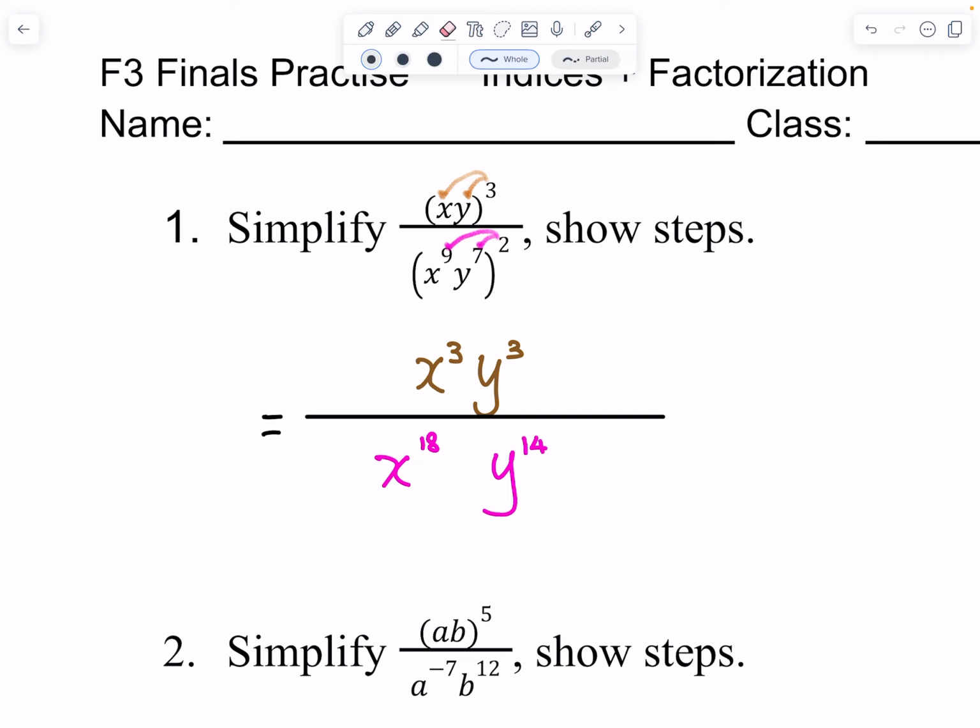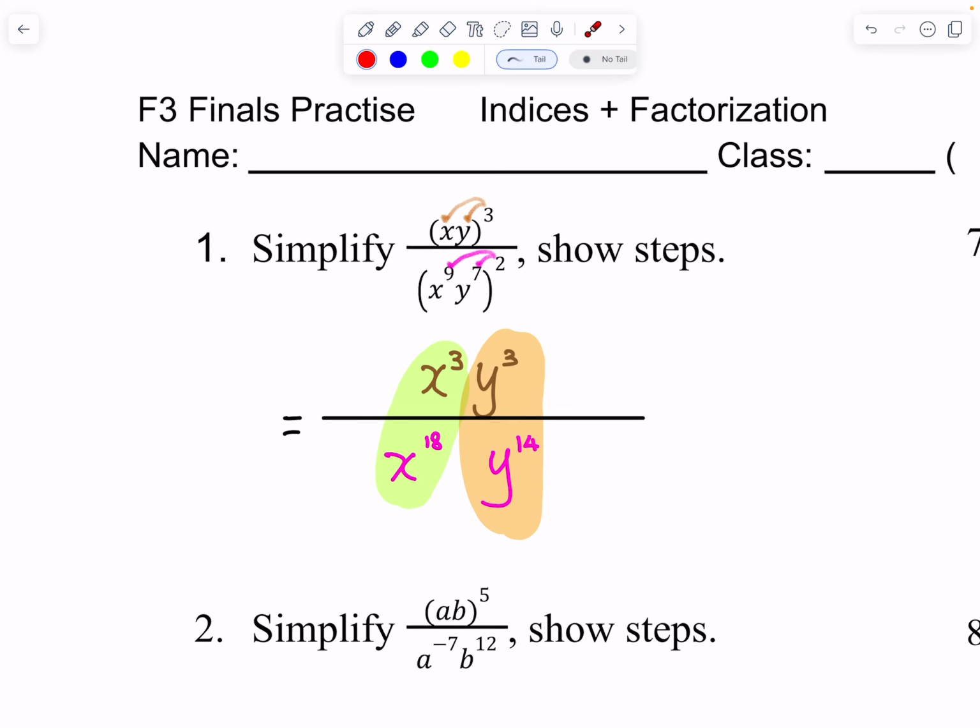Okay, and then what do we do? Is there any negative numbers? No, so we don't have that step. Then next step, we find the same unknown. So you have an x here, you also have an x down. You have a y on top, you also have a y down. So what do I do with them?